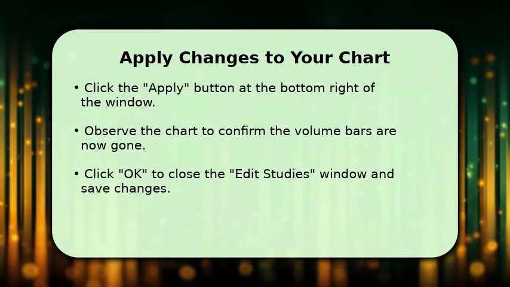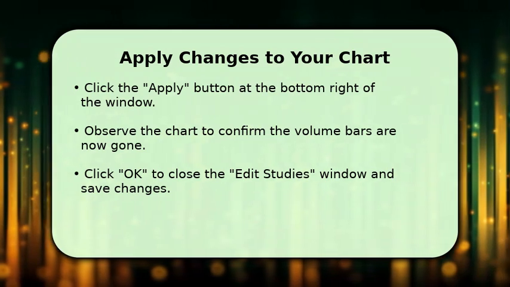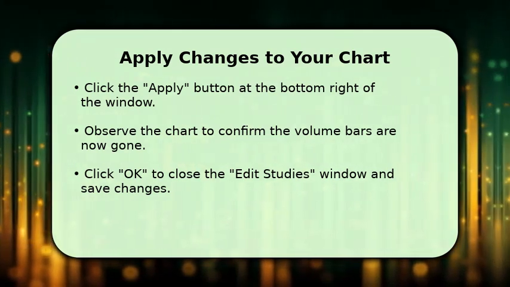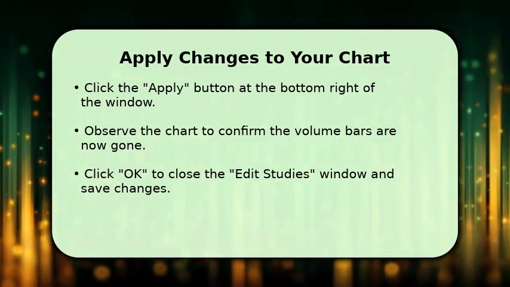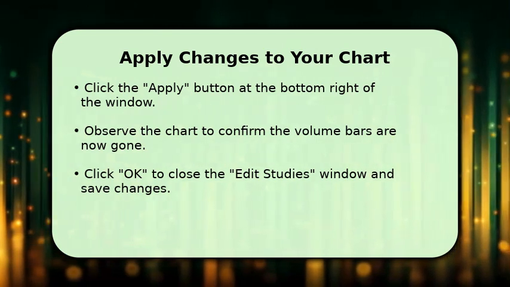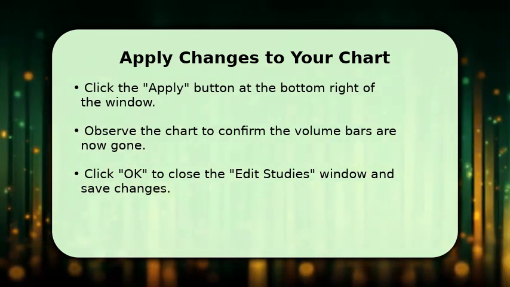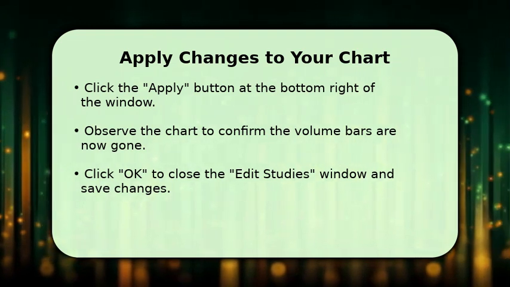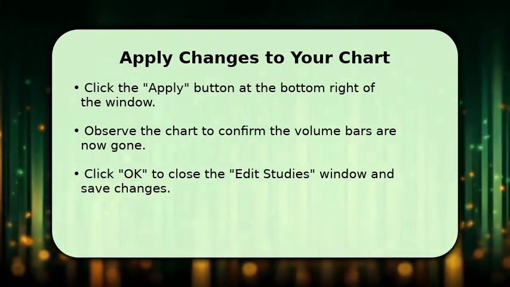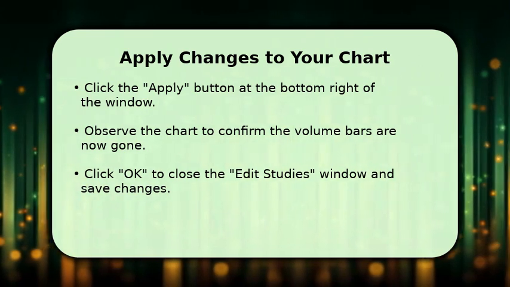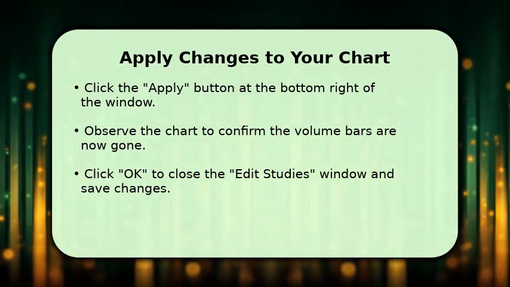After removing the volume study from the list, it's important to apply your changes. Look for the Apply button, typically located at the bottom right of the Edit Studies window. Clicking this will immediately update your chart. You should see the volume bars disappear. Finally, click OK to close the window and permanently save your new chart configuration.